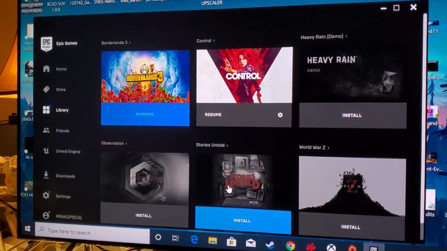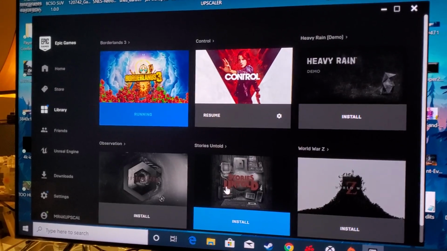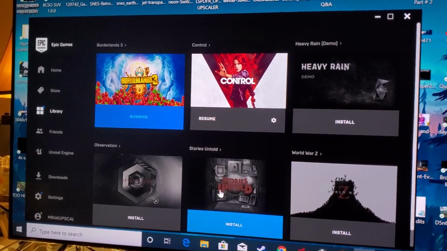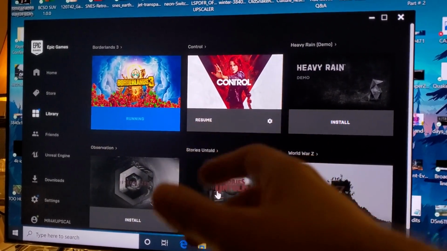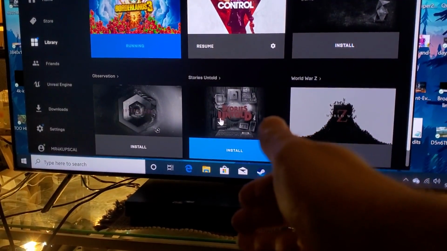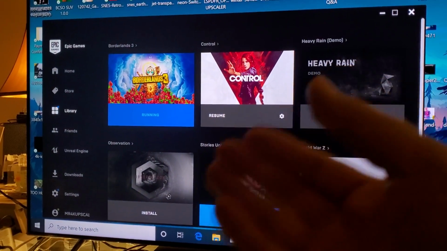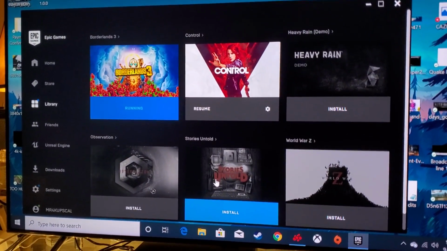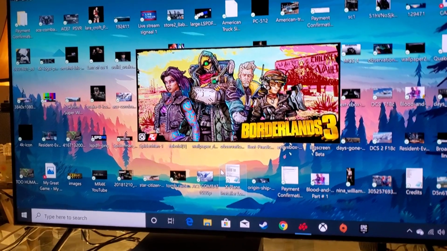Guys, let's be honest. In all honesty, why torture yourself with this kind of nonsense? Why spend a ridiculous amount of money on a goddamn PC when you can just go with the Xbox One X or a PlayStation? It's convenience, man. Now look at this. It's unbelievable.